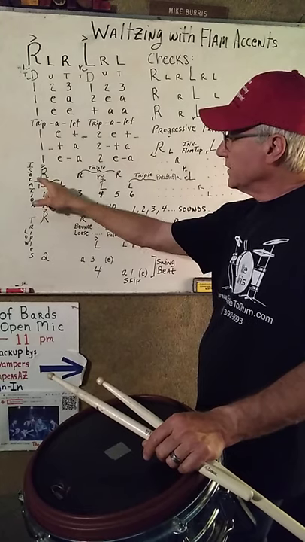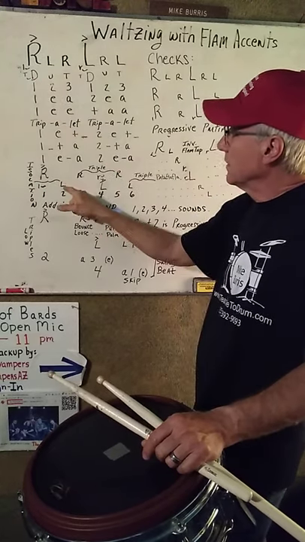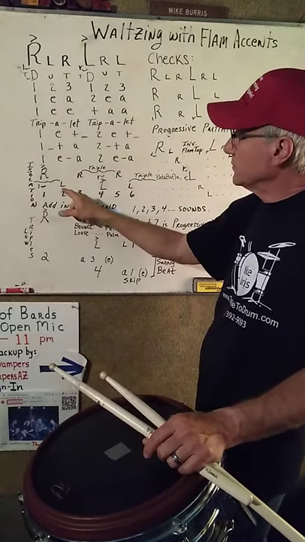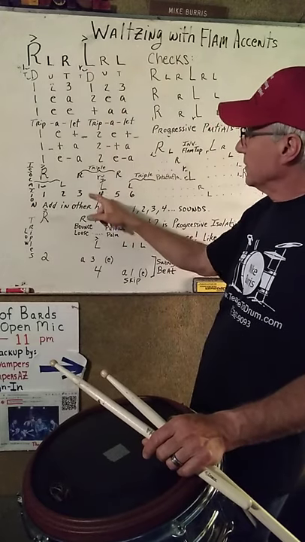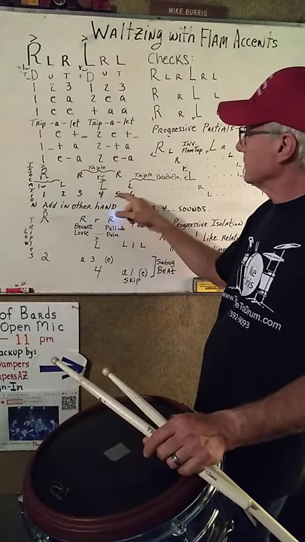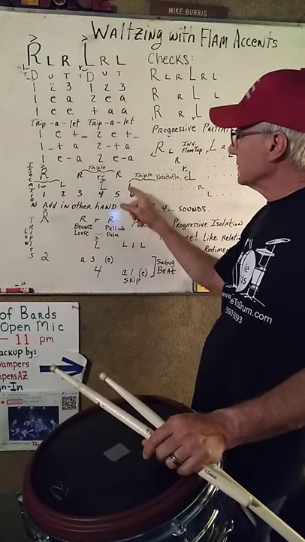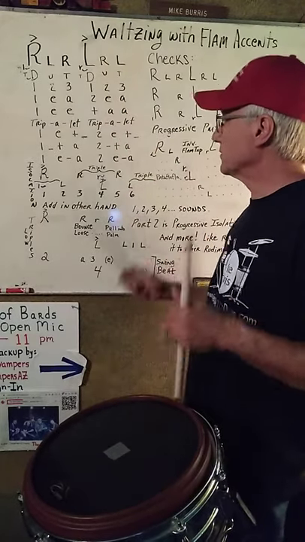Here's the little left hand that's missing. See that? And that left hand right there in the two spot. The left hand, the big left hand in the four slot. And another little left hand in six. So you can play just the right hand.